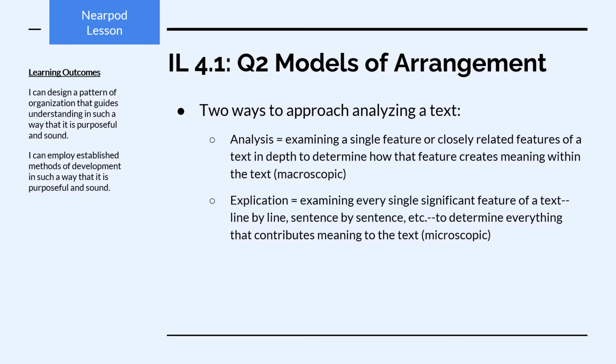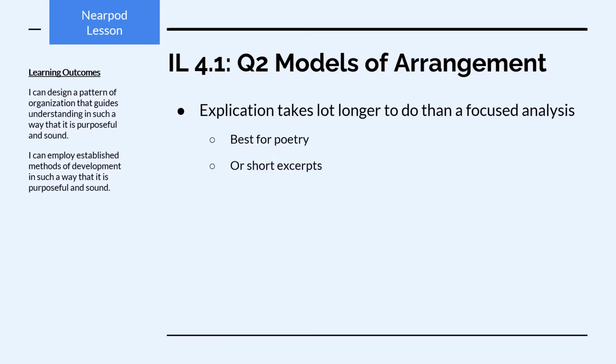The other way we can analyze a text is through a method called explication. Explication involves examining every single significant feature of a text, usually line by line or sentence by sentence, to determine everything that contributes meaning to that text. This is a far more microscopic approach to text analysis. Explication, as you can imagine, takes a lot longer to do than a mere focused analysis. And really, explication tasks are best for analyzing poetry or short excerpts from fiction or drama.